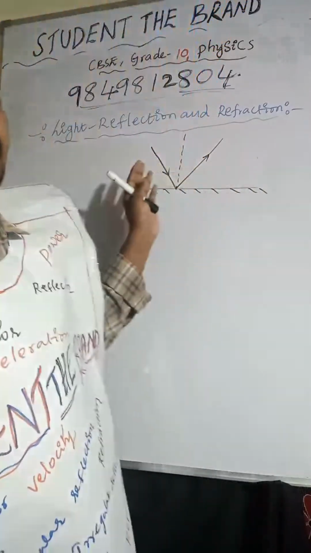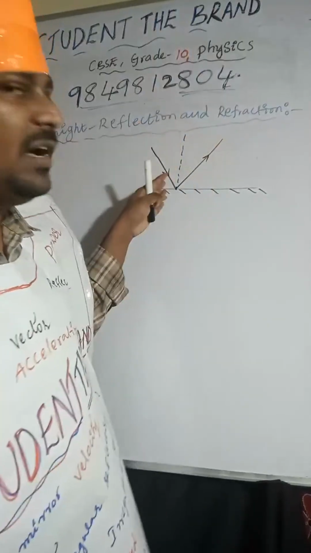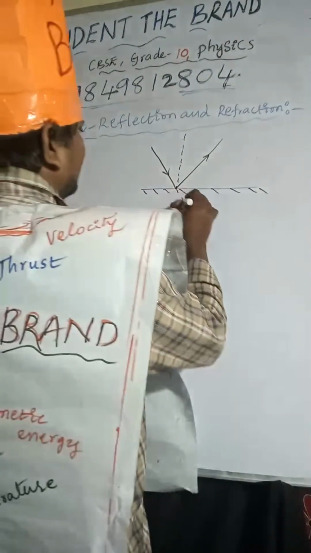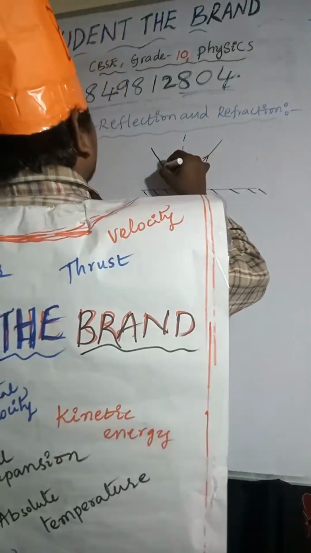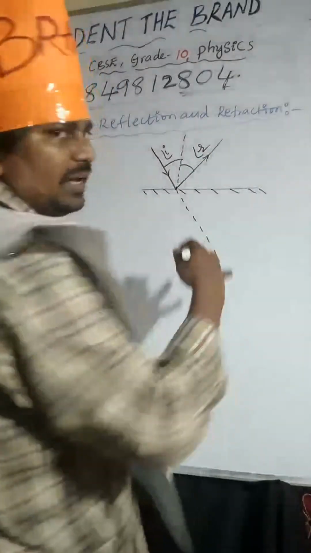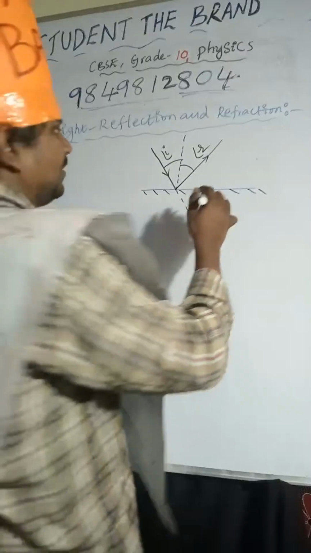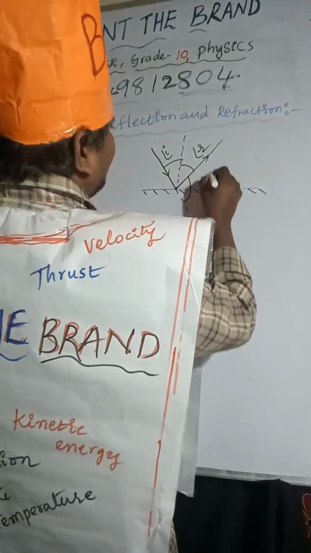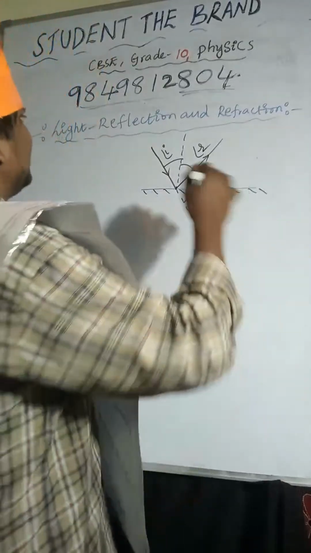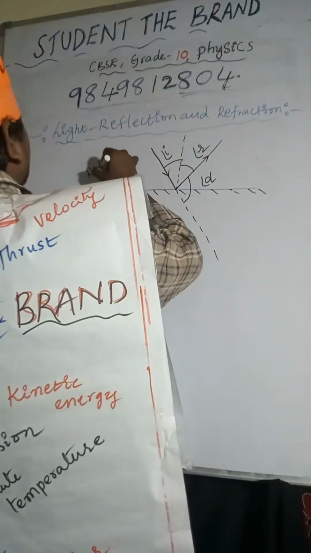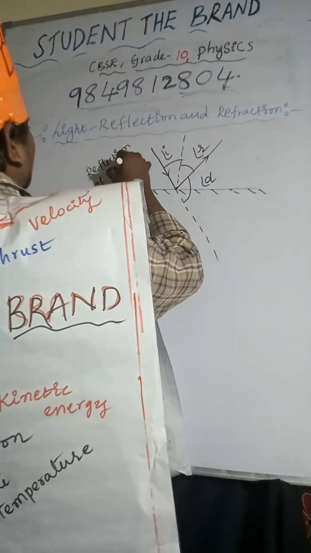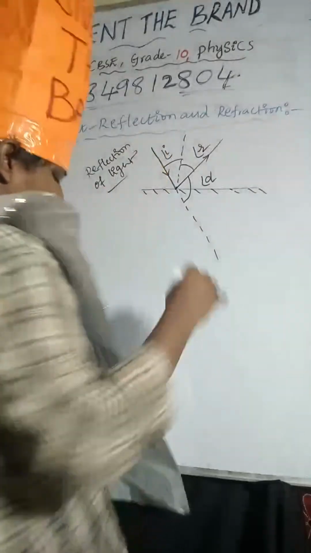Here you can see the incident ray, reflected ray, normal line and undeviated line. The angle between the incident ray and the normal line is called the angle of incidence. The angle between the reflected ray and the normal line is called the angle of reflection. And the angle between the reflected ray and the undeviated line is called the angle of deviation. So this is the reflection of light.